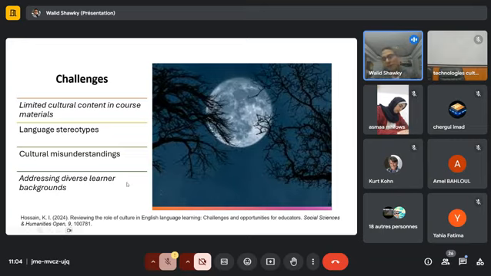Addressing diverse learners' background. You will be lucky as a teacher if you have a class with students from different parts of the world, because everybody comes with a rich cultural heritage that they can talk about, that they can bring to the classroom to discuss and help other students. Like in Oman, for example, where I work, we have students from Africa, students from India, students from Pakistan, we have students from many different parts of the world.